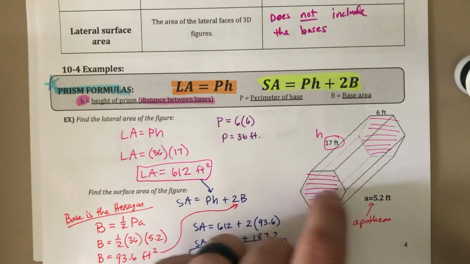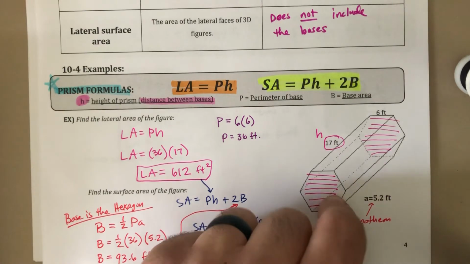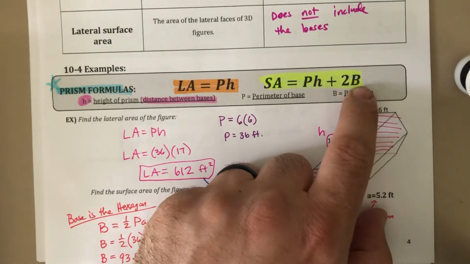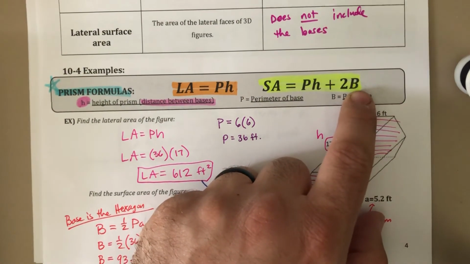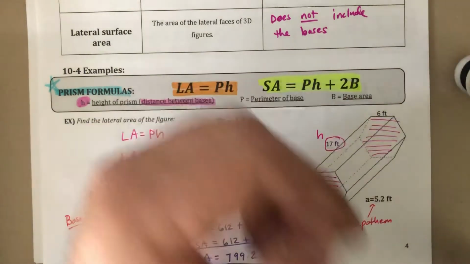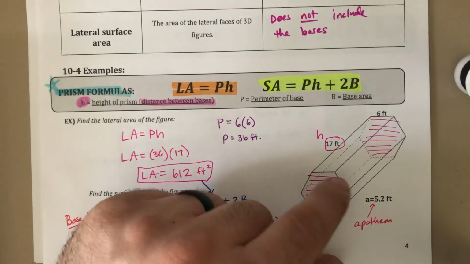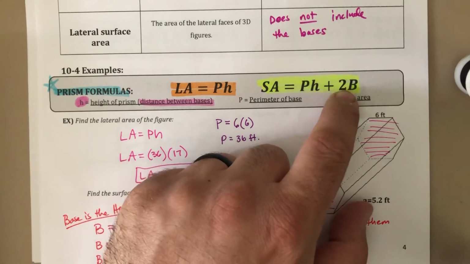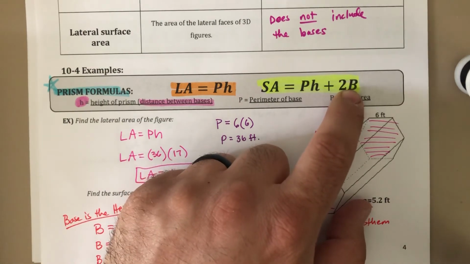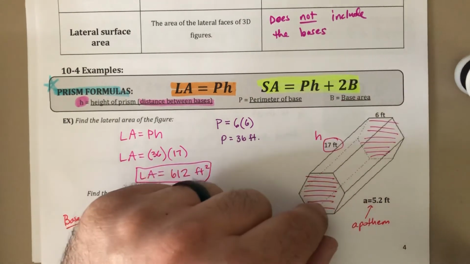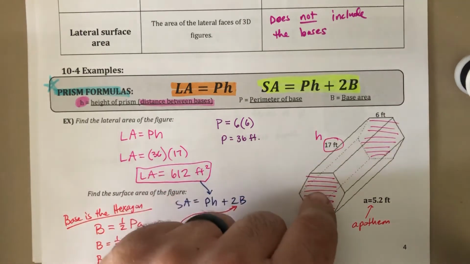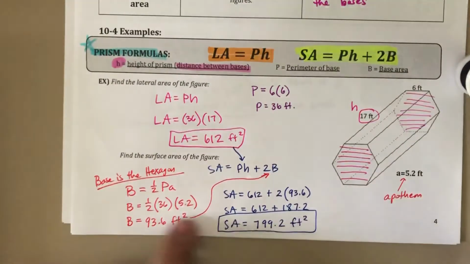You know, if these were triangles, if this was a triangular prism, capital B would be 1/2 little b times h, right? And that'd be little b and h of the triangle, right? If it was a rectangle, capital B is length times width. You know, this is a hexagon. So what's the formula for the area of a hexagon? And that's the next piece down here.